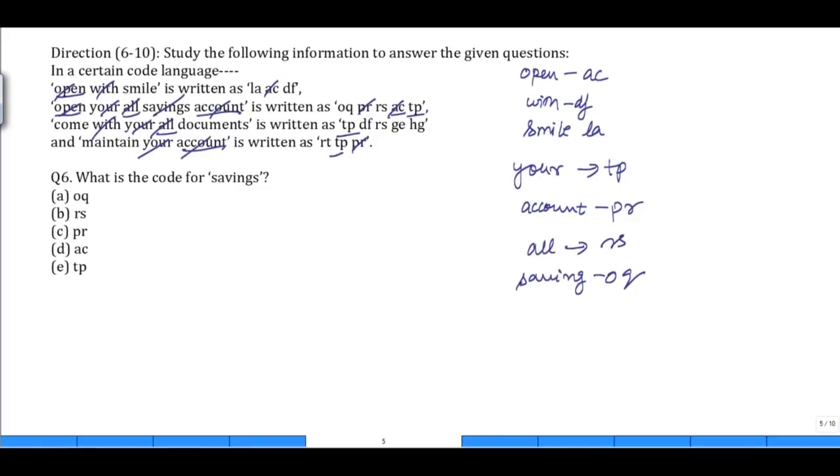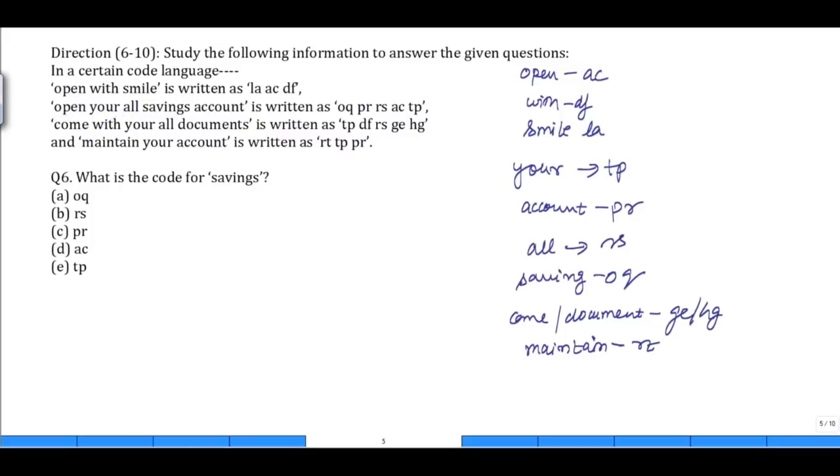कम एंड डॉक्यूमेंट, कम और डॉक्यूमेंट के बीच कंफ्यूजन है, या तो वो GE है या फिर HG. एंड मेंटेन का कोड हो गया है RT. क्वेश्चन नंबर 6, व्हाट इज द कोड फॉर सेविंग्स? OQ है, इसलिए ऑप्शन ए हमारा करेक्ट आंसर हुआ.